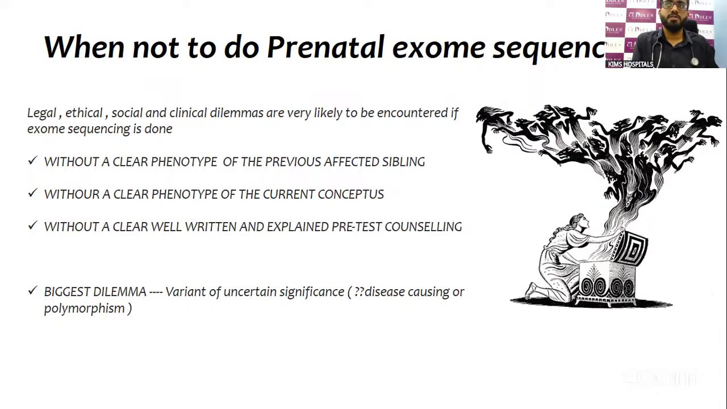So you find a gene which is not normal, but you're not sure whether it's really a benign variant, or a polymorphism, or actually a disease-causing variant. So a variant of uncertain significance needs to be looked at with a very thorough clinical correlation, reverse phenotyping. Again, it is a lot of confusion. So better do prenatal exome sequencing with a fixed protocol only when this is indicated. Do not randomly venture into prenatal exome sequencing.